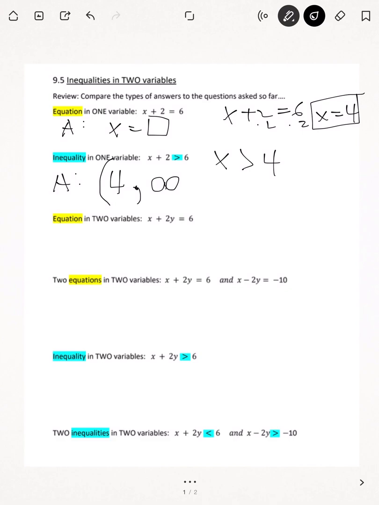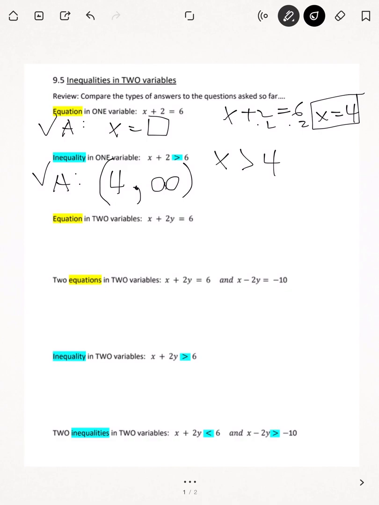So for example, 4.000001 all the way up to infinity. So for an inequality, the form, to capture all those possible answers, is expressed in interval notation. Good. With an equation in one variable, there's one answer. Good. For an inequality in one variable, there's lots of answers.